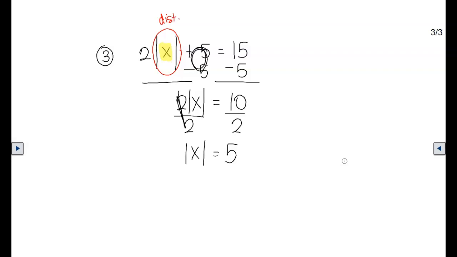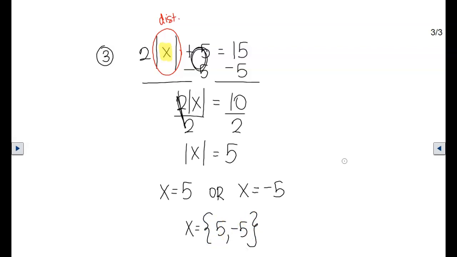So now I know the absolute value of x is 5. x is 5 spaces away from 0. So now I can figure out what x needs to be. If x is 5 spaces away from 0, then x can be 5 or x can be negative 5. So my solution set would be 5 or negative 5.